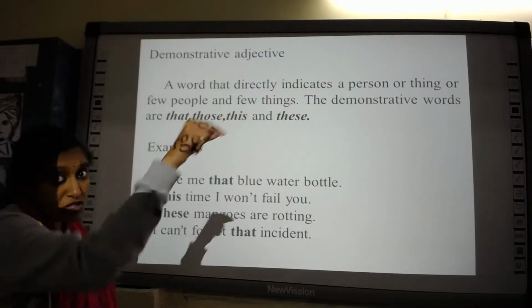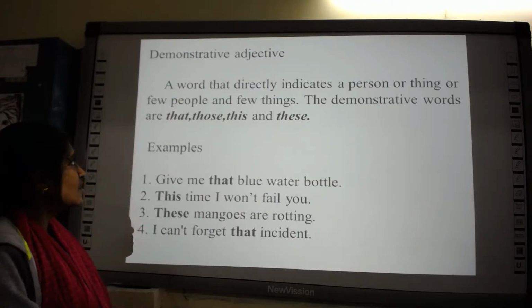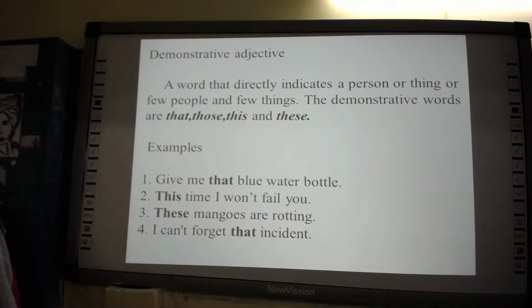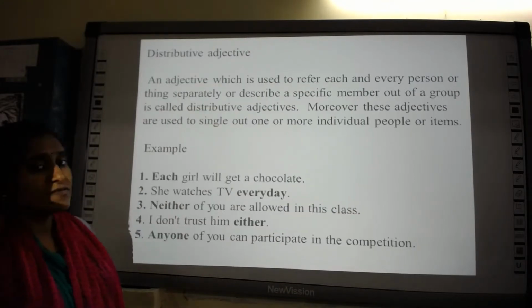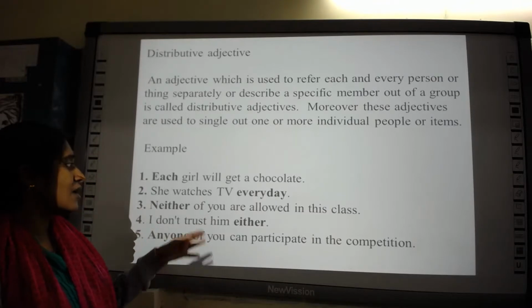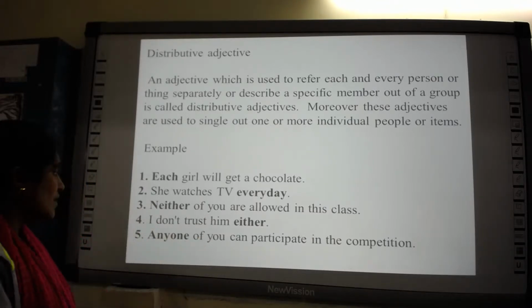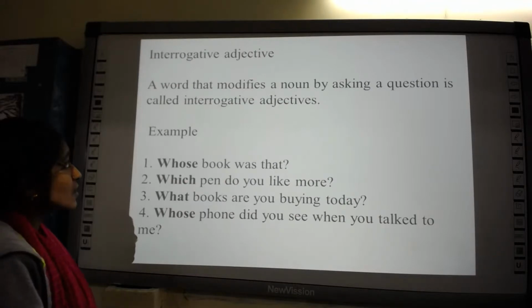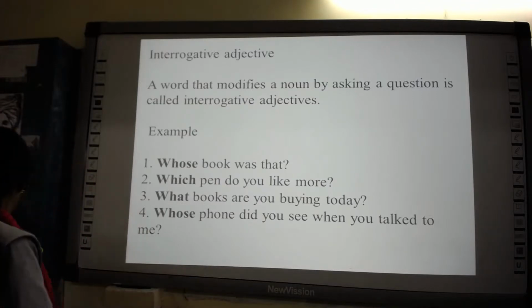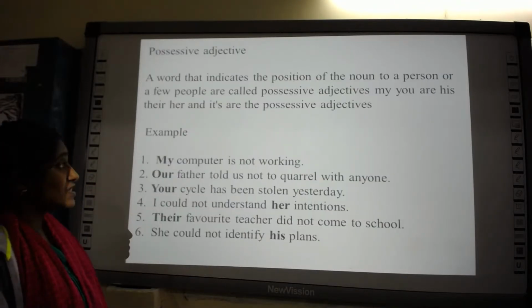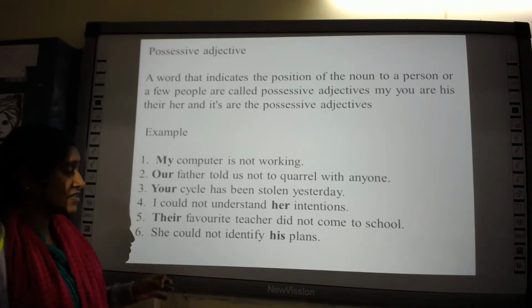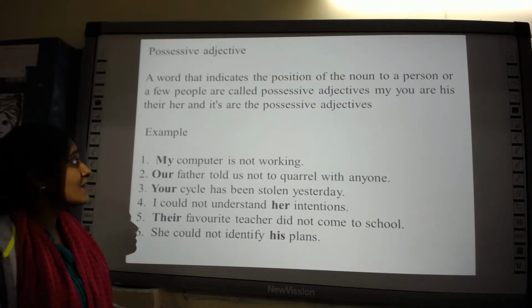Demonstrative adjectives indicate a person or a thing: that, those, this, these, etc. Distributive adjective means to specify a person or a thing from a group: each girl, every day, neither, either, anyone, etc. Interrogative adjective is for asking questions: whose, which, what, etc. And possessive adjective shows possession: my, his, her, their, etc.